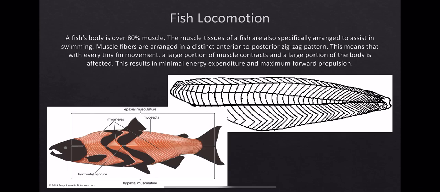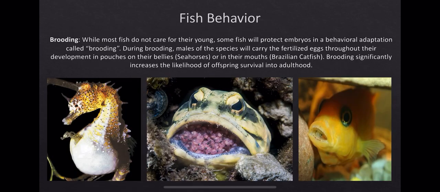Also, the way their muscles are formed. So think striations of muscle. If you were to take a salmon fillet and look at it, maybe you've noticed this almost zigzag anterior to posterior pattern. And what this really does is it allows for lots of connections between muscle fibers and the organ, like the fin, that's going to cause the motion. So with every fin movement, you're going to have a huge contraction of muscle. And that really allows for small motions to propel the organism forward with maximum propulsion.